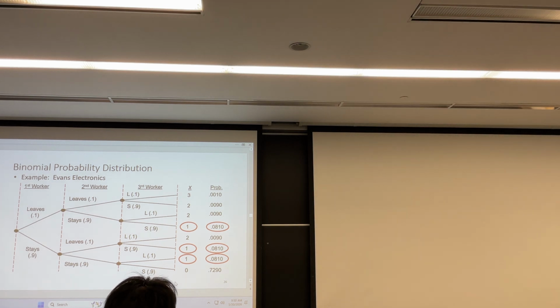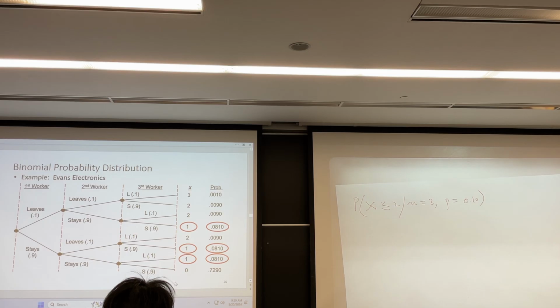The outcomes are only these: 0, 1, 2, and 3. So in this question, the only thing left out is 3. So from 1, you just subtract the probability of 3, which is 0.001. Let's do that. Now, you can also use binomial tables.